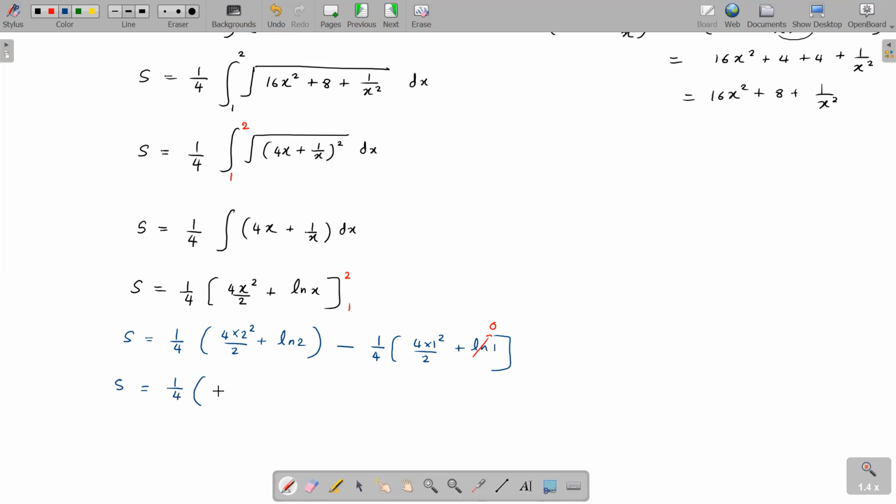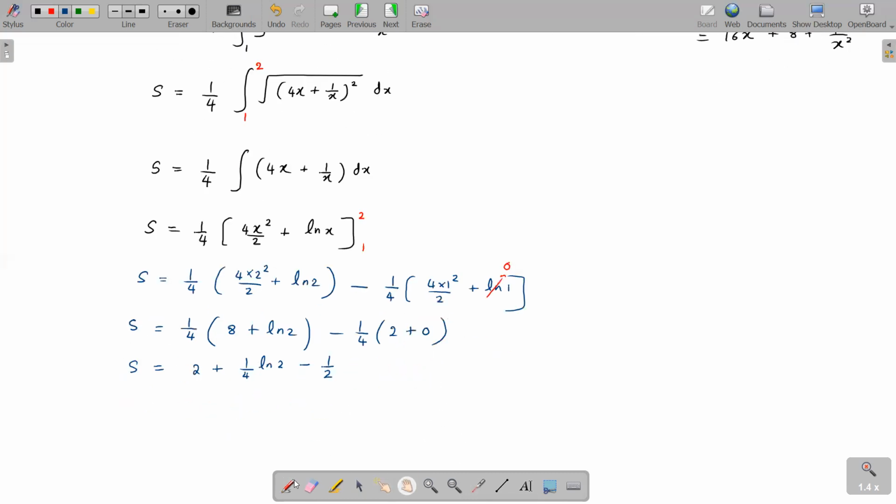So 4 into 2 square, that is 2 square is 4. 4 into 4, 16 divided by 2, 8. Plus ln 2, minus 1 over 4 into 4 divided by 2, right? 4 into 1 square is 4 divided by 2 is 2, plus 0. So simplify this. 1 over 4 into 8 is 2, plus 1 over 4 ln 2, right? Minus 1 over 4 into 2 is minus half. Then 2 minus half. What does it give us? 2 minus half is 3 over 2. Plus 1 over 4 ln 2.